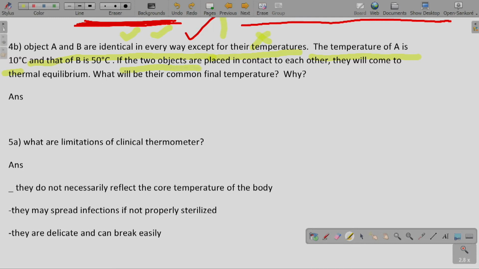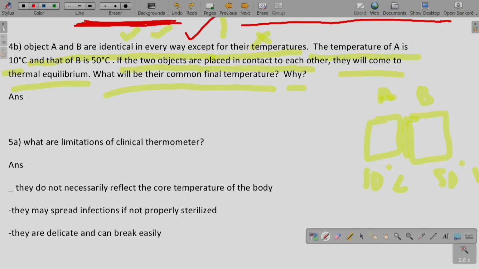If the two objects are placed in contact to each other, they will come to thermal equilibrium. What will be their common final temperature and why? So I have object A and I have object B. Object A has temperature of 10 degrees centigrade. Object B has temperature of 50 degrees centigrade. And then I bring these two objects in contact. They reach thermal equilibrium. What will now be their final temperature and why?